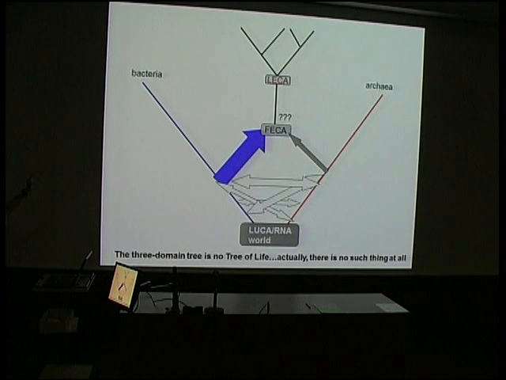The three-domain tree is no tree of life at all. Actually, even more important, there is no such thing as a tree of life. Because in mathematical terms, a tree is a bifurcating, directed acyclic graph. And this is a graph with a cycle. So this is not a tree at all. Which is why I call this scenario revolutionary.